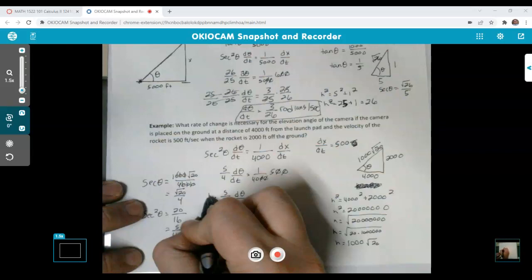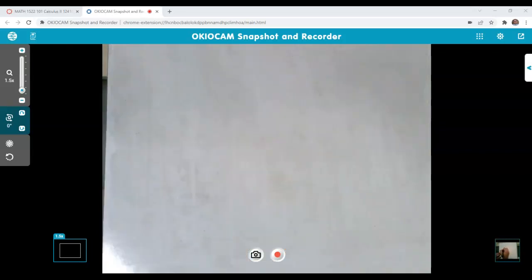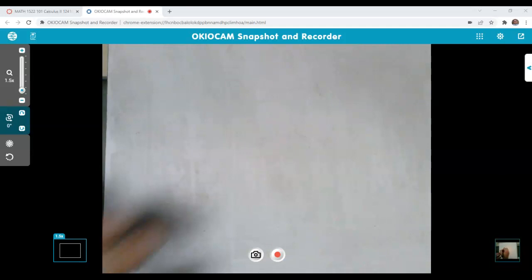So once again, the hardest part here is just finding what secant squared is. Everything else is just plugging in stuff. Few more examples. This one is fun. I really enjoy this next example. I hope you guys do too.